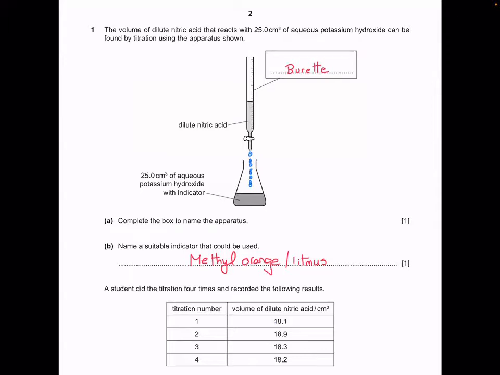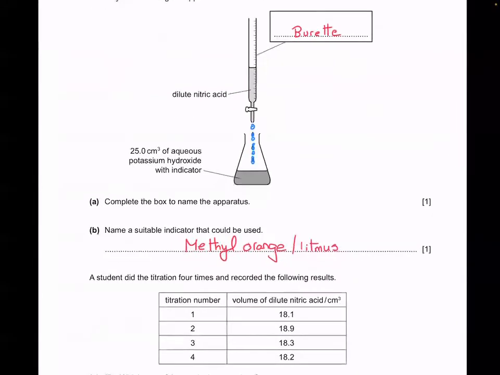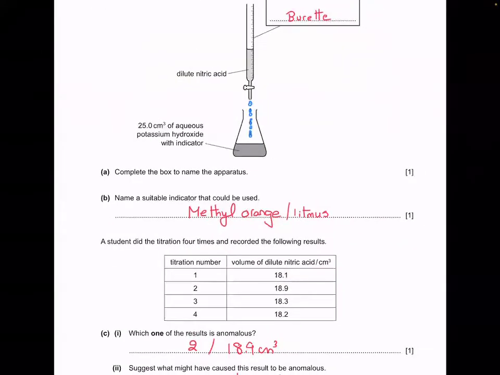So this question is about the titration between nitric acid and potassium hydroxide. A, complete the box to name the apparatus. This is a burette, of course. B, name a suitable indicator that could be used: methyl orange or litmus. You can use something called thymolphthalein, but it's not a common indicator.